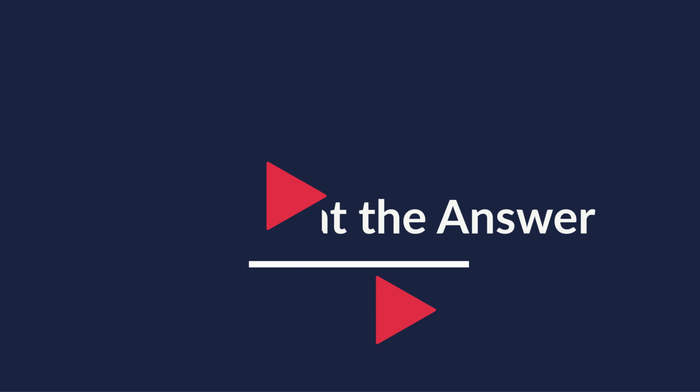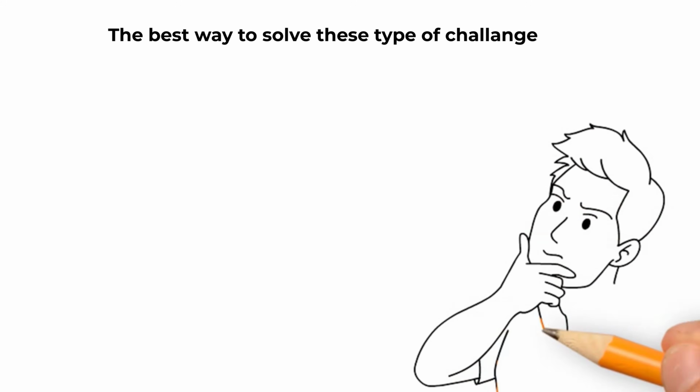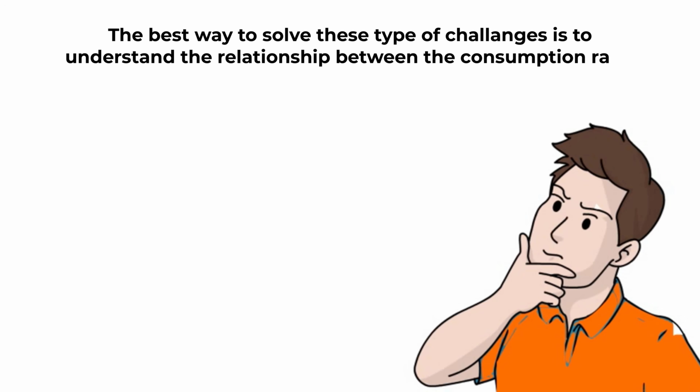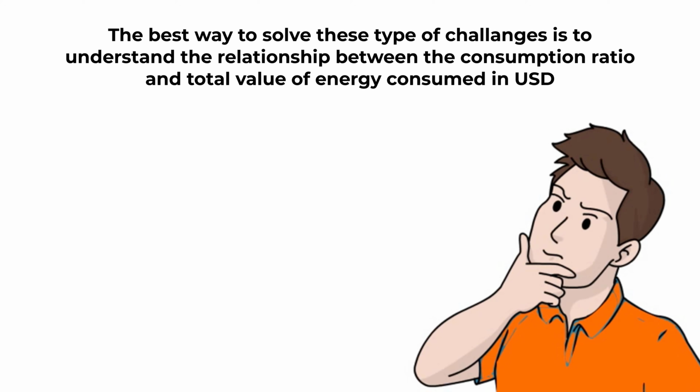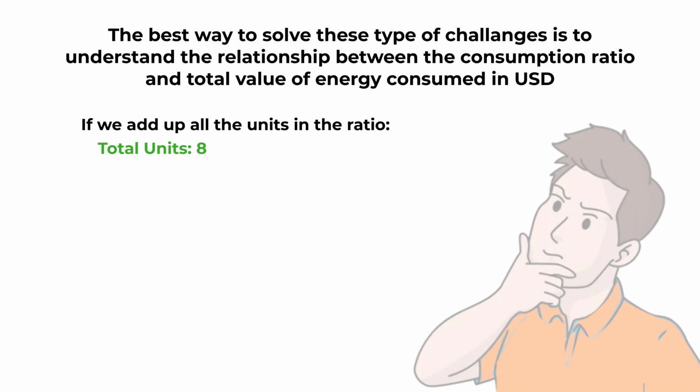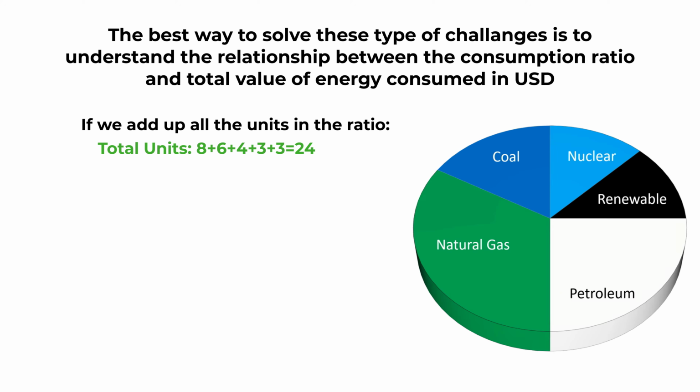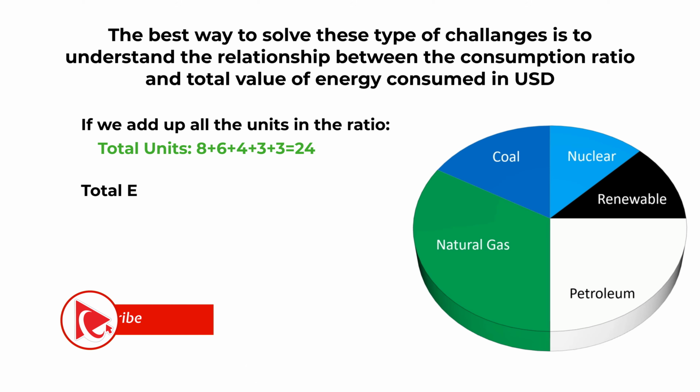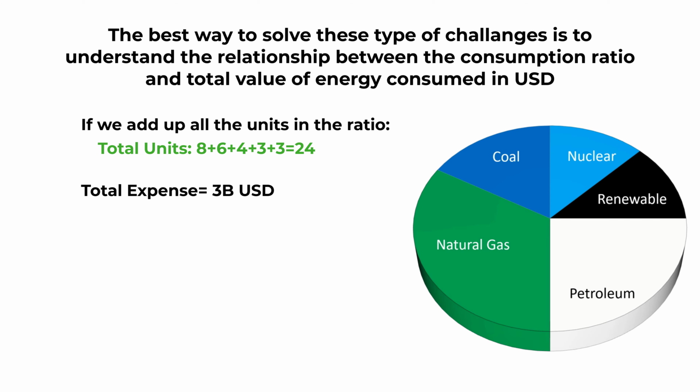The best way to solve these types of challenges is to understand the relationship between the consumption ratio and total value of energy consumed in US dollars. If we add up all the units in the ratio, we will get the sum of 24, because 8 plus 6 plus 4 plus 3 plus 3 equals 24. Our total consumption expense is $3 billion, but answers are presented in million dollars, so we need to convert $3 billion into million dollars, which is equivalent to $3,000 million.